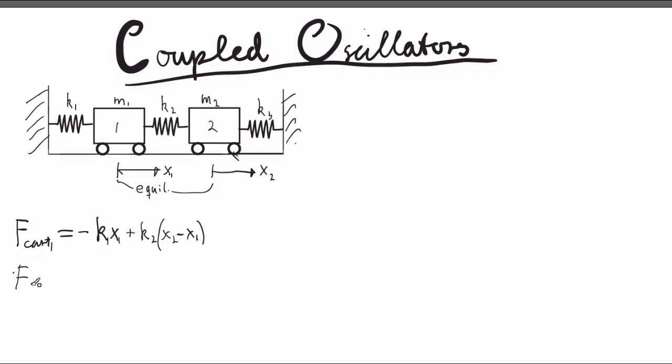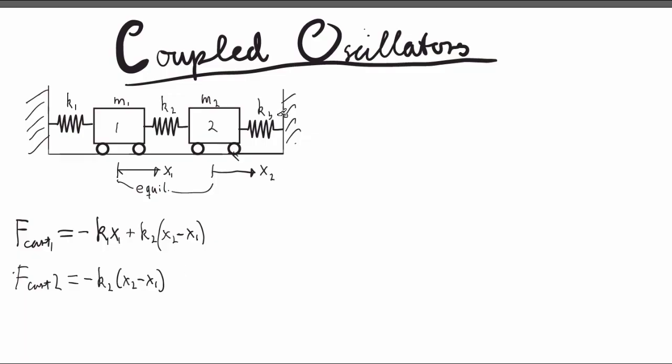And we can do a similar thing for cart 2. Right? So cart 2 is attached to two different springs. There's a spring on the right with spring constant k3, and then there is the middle spring here again. Now, because of Newton's third law, we can immediately say that this force from this second spring is just going to be the negative of the force on the first cart. So what we get here is just minus k2 times x2 minus x1.